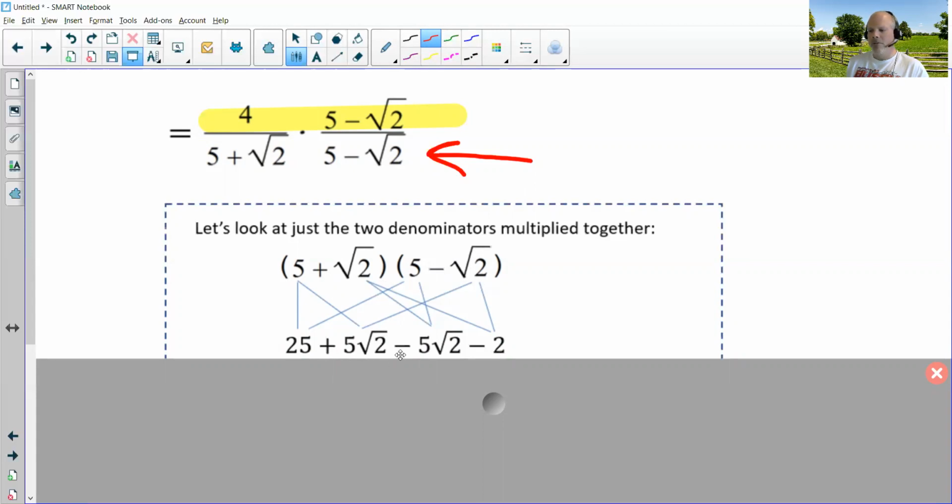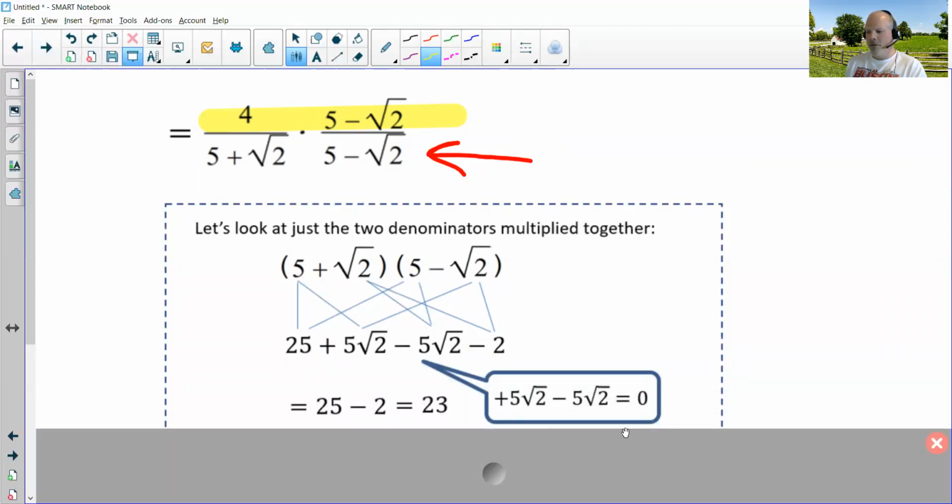Now I actually got these two signs, I actually did FIOL here, but it makes no difference. So this plus 5 square root of 2 is actually the middle two terms multiplied together. But notice what happens here is I end up with this and this that cancel out, because it's plus 5 square root of 2 minus 5 square root of 2.